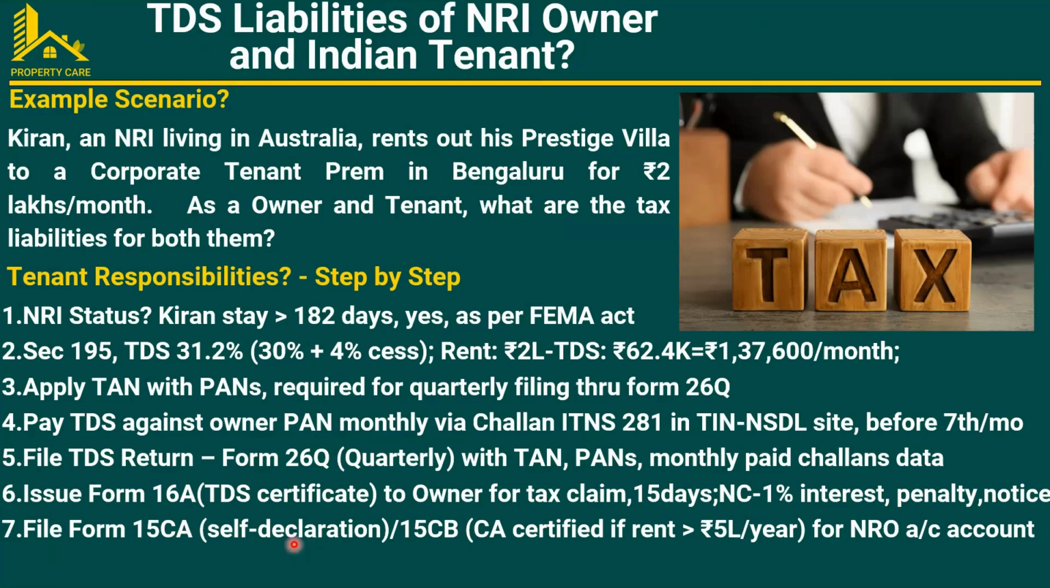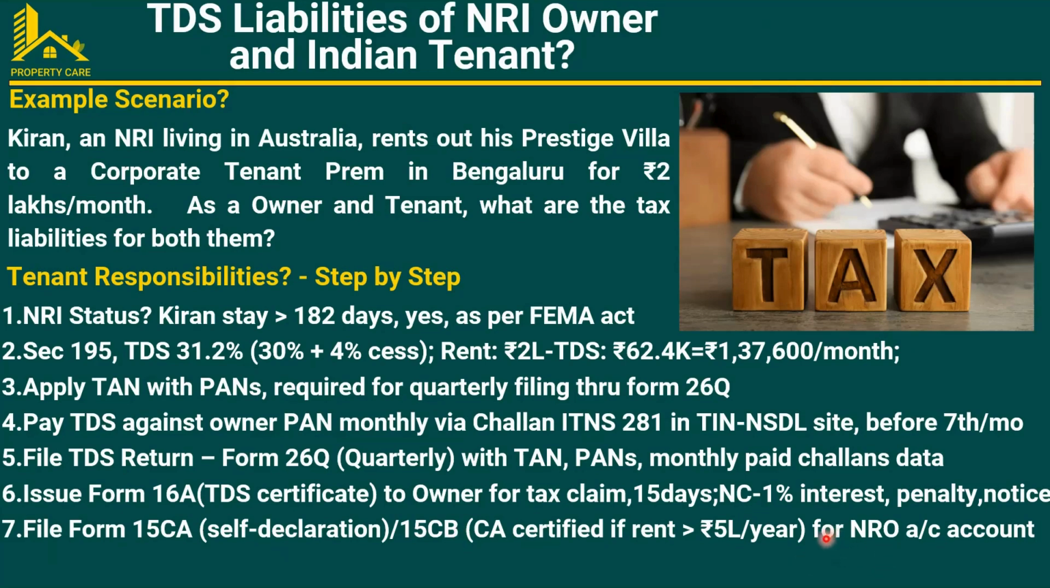This is a self-declaration in the income tax portal saying that so and so person, I am the person, I am declaring this so and so rent, and Form 15CB, this is certified. This should be CA certified if rent exceeds 5 lakhs per year. So here it is 2 into 12, which is 24 lakhs per year. In such a case, the CA certified Form 15CB is required to make remittances.